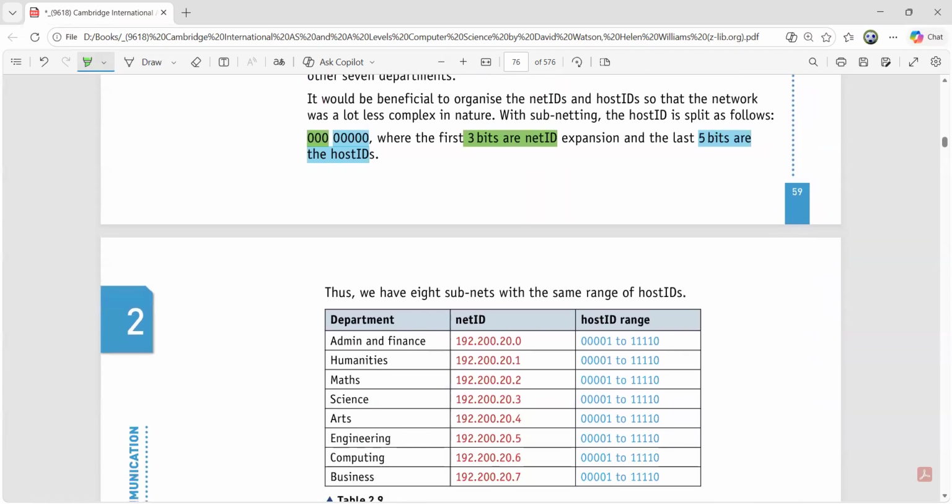You can see the advantage. The net ID was 192.200.20 dot. What we have done is divide this in this manner. We have assigned dot 0 to admin and finance, dot 1 to humanities, and dot 2 to math. In this manner, every single department is assigned a net ID, and the advantage is that if a new computer becomes part of any department, it will be assigned a host ID based on which department it has been added to.